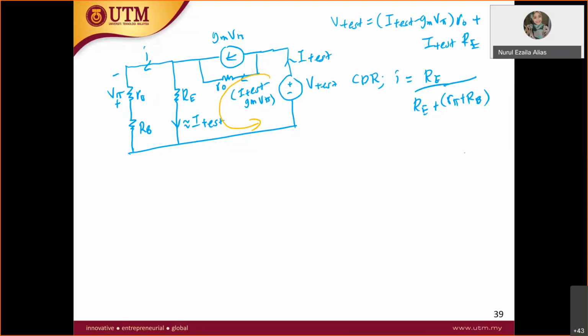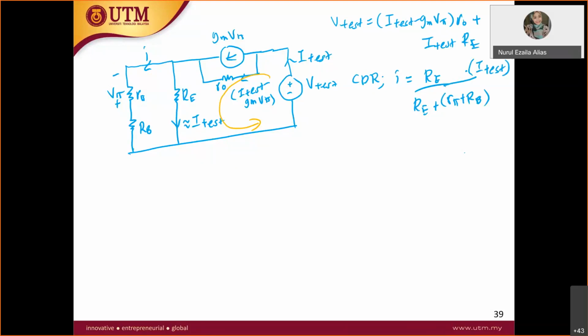Okay, same like when you solve the ZIB. So R pi and RE are not in series. Okay, it's a different node. One at base node, one at emitter node. Cannot be series. Okay, times I test. Okay, that's it.